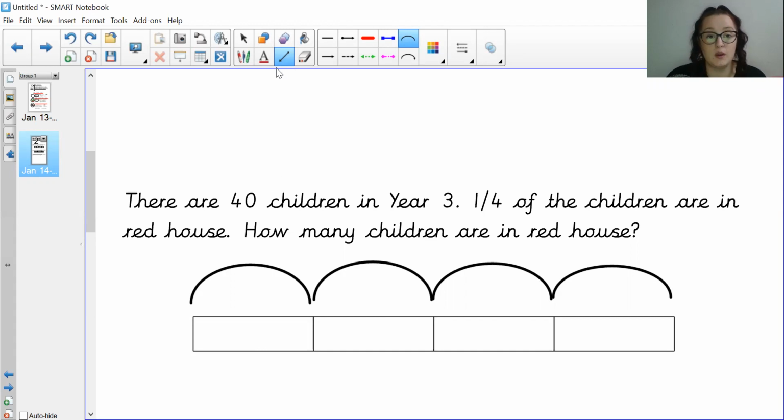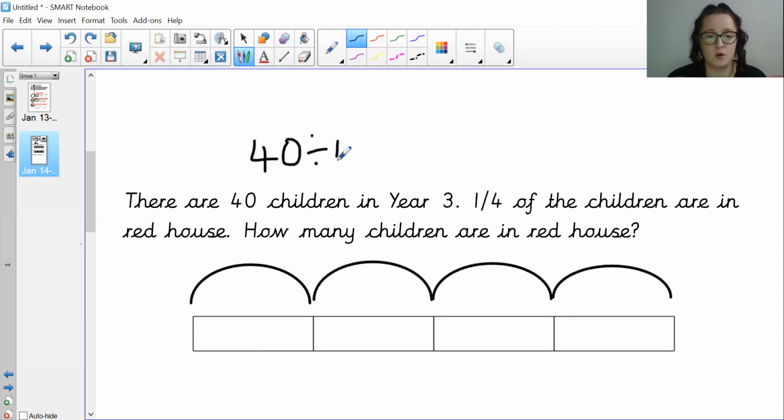So the calculation that we need to do is 40 divided by 4. So let's work that out, okay? Let's use our fingers to help us. We are going to divide 40 by 4. So let's count in 4s and see how many times we can get 4 into 40. Let's go. 4, 8, 12, 16, 20, 24, 28, 32, 36, 40. So 40 divided by 4 equals 10.